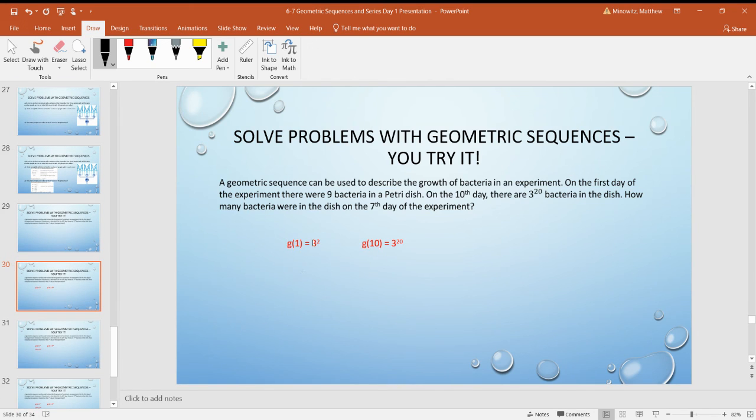So it tells me my first term is 9, and I'm going to write it as 3 squared because on day 10 they tell us it's 3 to the 20th. It can still be done if you don't write it as 3 squared, but you're going to see why 3 squared is useful in a minute. So 3 squared, my starting value, times r to the 9th, because I'm taking 9 steps to go from day 1 to day 10, is 3 to the 20th. And now I have to solve this for r.